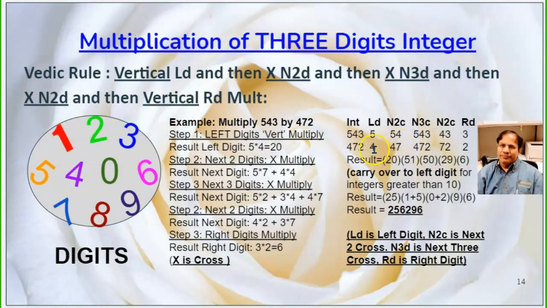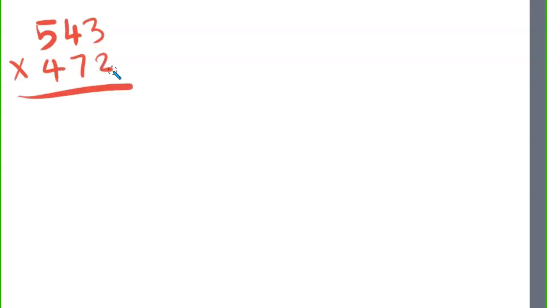So if we perform the multiplications, let's take a blank sheet of paper and see how this is done in a little more detail, and come back to this slide. Now we have 543 multiplied by 472. 543 is called the multiplicand, 472 is known as the multiplier.